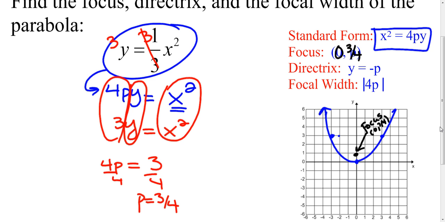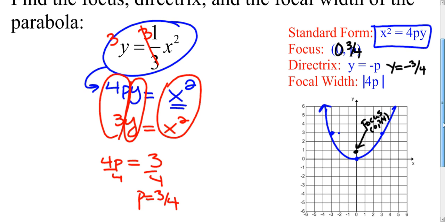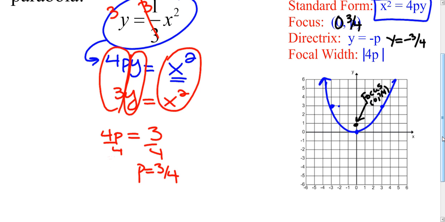Okay. My directrix is y equals the opposite of p. So in this case, the opposite of p would be negative 3/4. What that means is that I have this sort of imaginary line down here at negative 3/4, which goes right about there. That is called my directrix. Okay, my p I know is 3/4. So if I measure this distance, I should get 3/4. And if I measure this distance, I should get 3/4. Okay, because that's what my p value is.